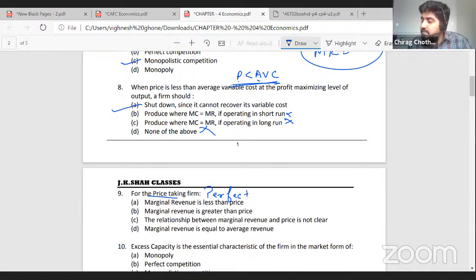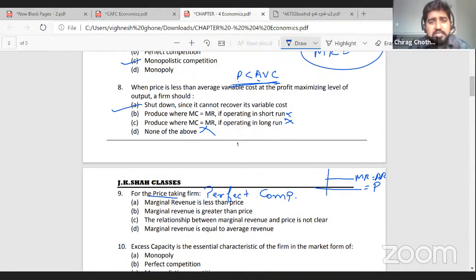Price taking firm means perfect competition. Okay. So what happens in case of perfect competition? Marginal revenue is less than price. Hmm? No, marginal revenue is same as price, right? MR is equal to AR is equal to P, right? So it is not less than price.